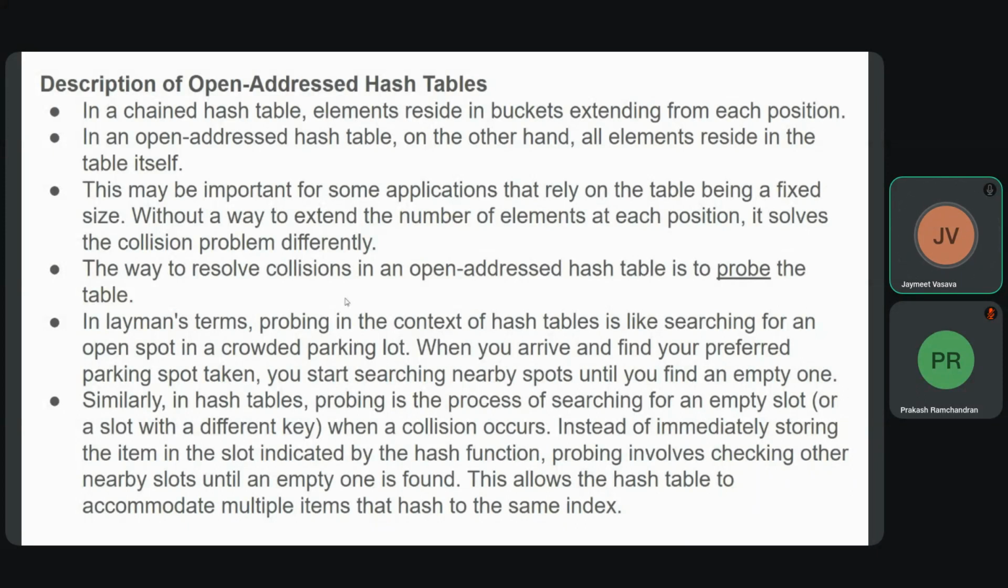In layman's terms, probing in the context of a hash table is like searching for an open spot in a crowded parking lot. When you arrive and find your preferred parking spot taken, you start searching nearby spots until you find an empty one. Similarly, in hash tables, probing is the process of searching for an empty slot when a collision occurs. Instead of immediately storing the item in the slot indicated by the hash function, probing involves checking other nearby slots until an empty one is found. This allows the hash table to accommodate multiple items that hash to the same index.